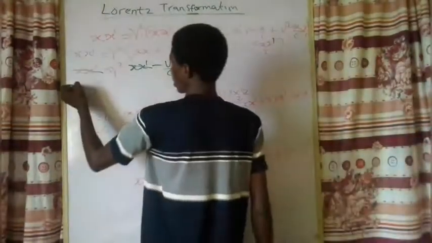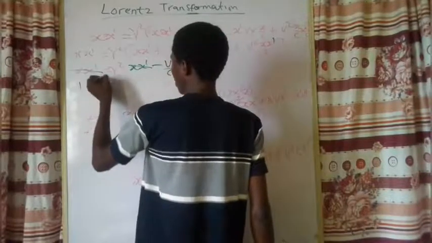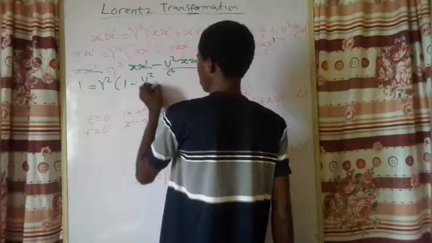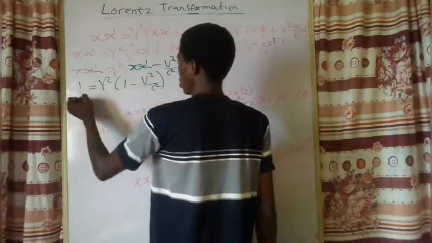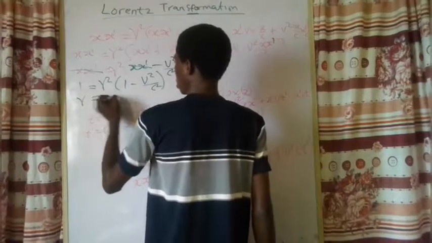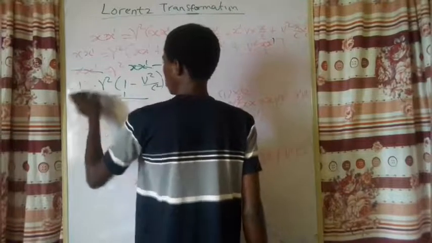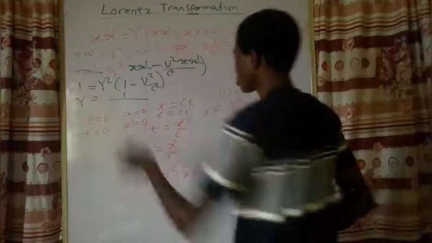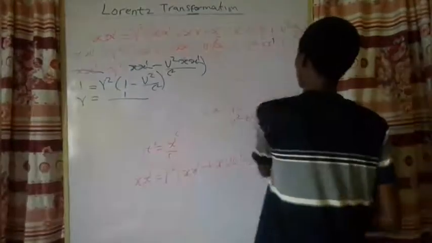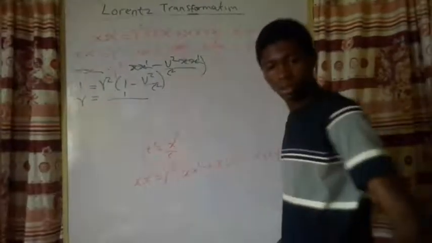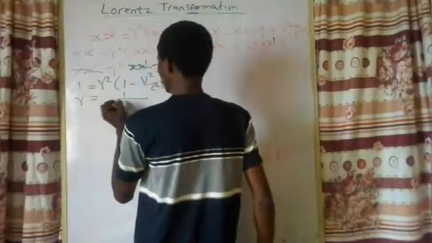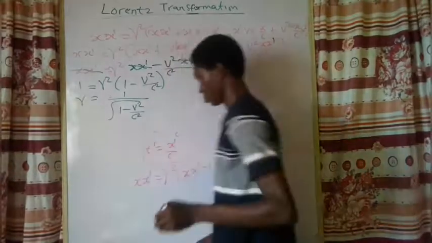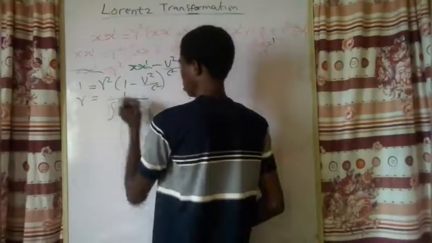So that one equals gamma square into 1 minus V square over C square, right? Now, so that gamma equals what? 1 over, if you take the square root of both sides and then make gamma subject of the formula, this is what you have. You have 1 minus V square over C square. So this is what gamma is.